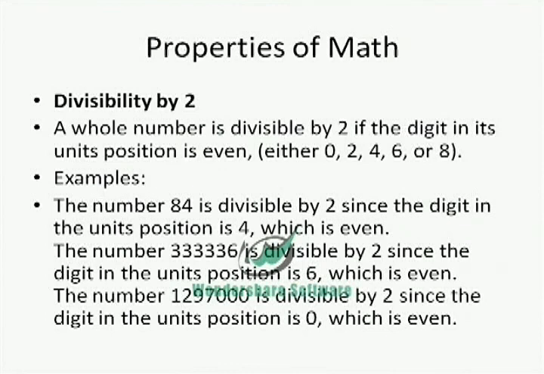In divisibility rules, a whole number is divisible by 2 if the digit in the units position, in the ones position, is either a 0, 2, 4, 6, or an 8. In other words, if it's an even number. 84 is divisible by 2 because the unit digit 4 is an even number. Okay?